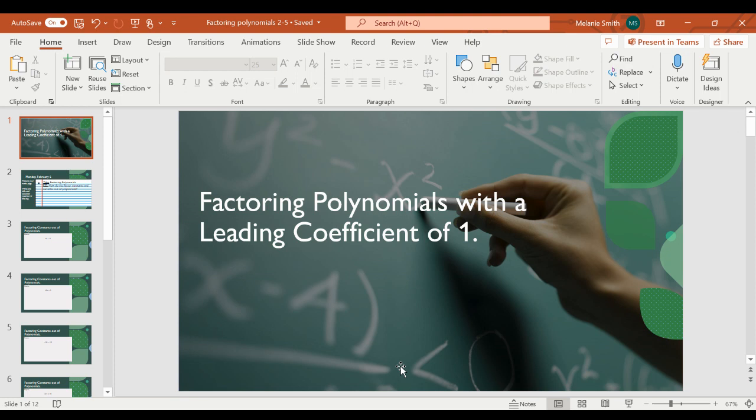Okay, so we're getting started with Module 5, and Module 5 is all about factoring polynomials. So the stuff that we've been adding, subtracting, multiplying, dividing up until now, now we're just looking at how to factor it. So instead of multiplying to get the polynomial, we're figuring out what got multiplied to get it. So let's just jump in and look at a few examples.